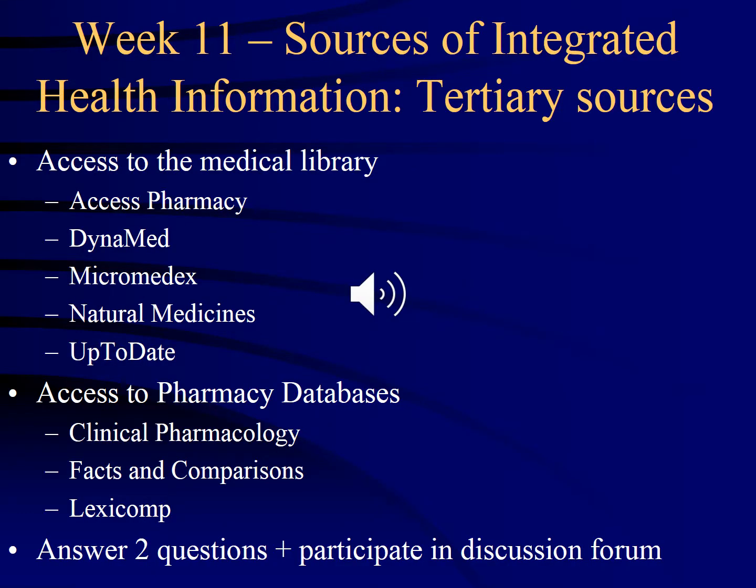So more specifically, during week 11, this week, when we look at tertiary sources, I will expect you to access the medical library. Specifically, we're going to look at those databases which provide information about complementary and alternative medicines: Access Pharmacy, Dynamed, Micromedex, Natural Standard, and UpToDate. We will also be using the pharmacy databases, which you should have received how to access through an email provided from the school. These are Clinical Pharmacology, Facts and Comparisons, and Lexicomp. Your assignment for this week will be to answer 2 questions and participate in a discussion forum.